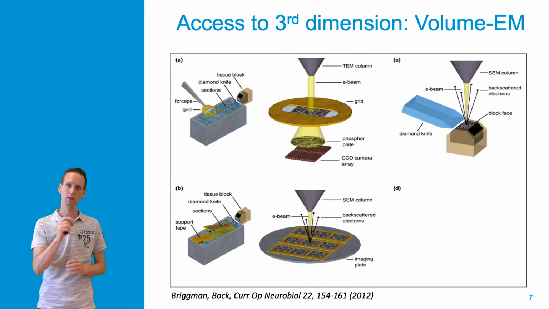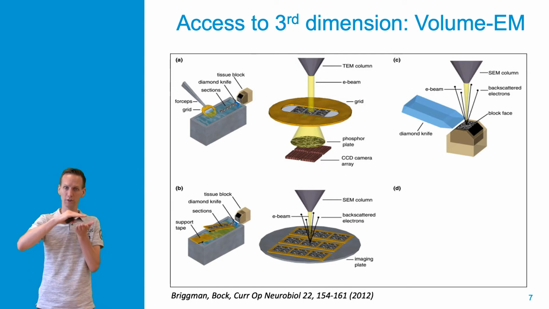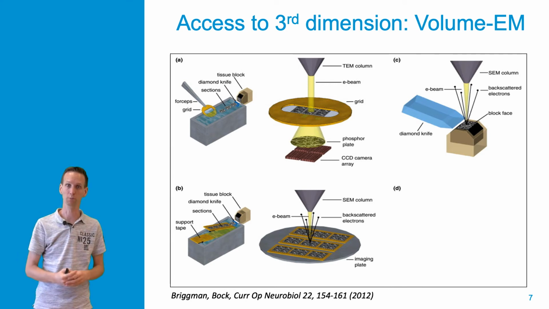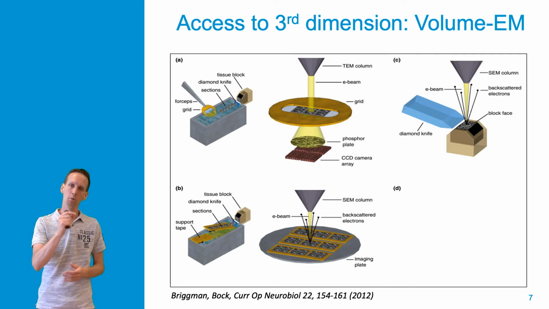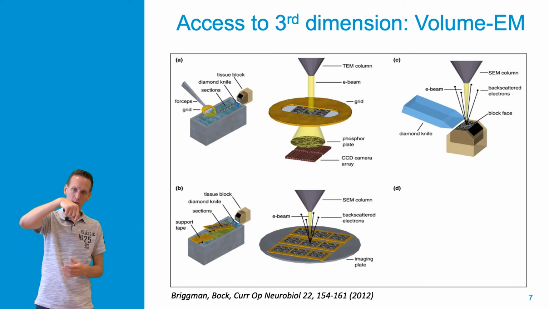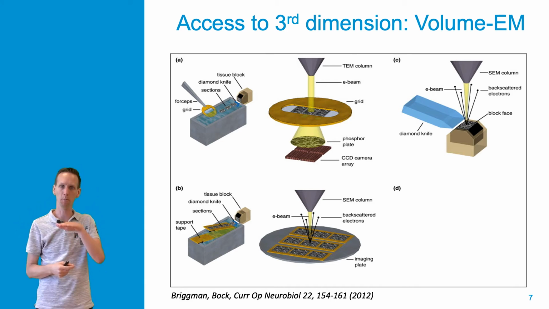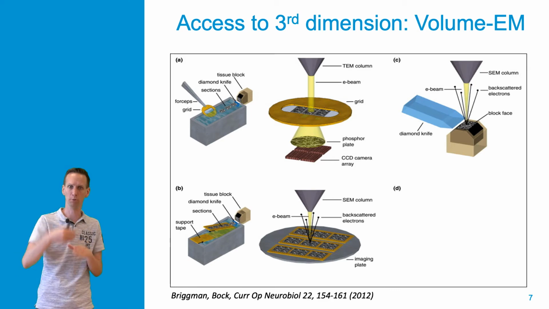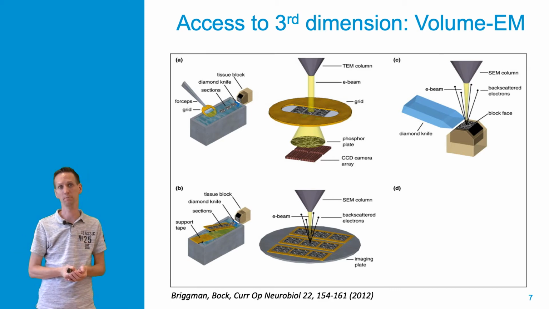So in this way, after recording an image of the upper face of the block, just like we do with the block face imaging with a microtome, we come in with our ion beam, we scrape off, we mill away the upper face of the block, and we repeat the process of imaging with the electron beam.